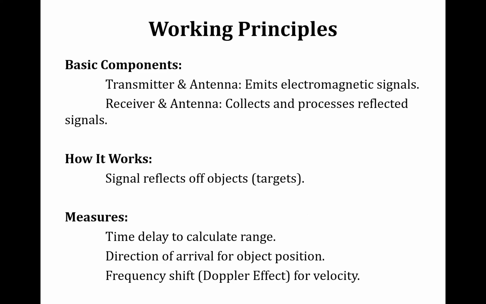The basic components are the transmitter and receiver. Here, a single antenna functions for both transmitting and receiving. On the transmitting side, you have a transmitting antenna which emits the electromagnetic signals. The receiving antenna collects and processes the reflected signals, which are called the echo signals.